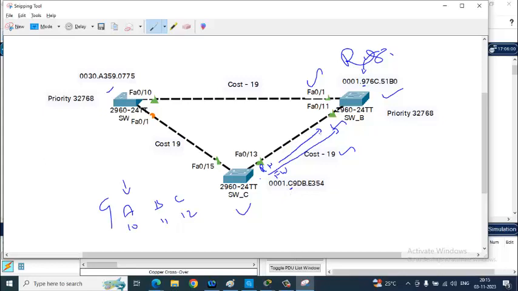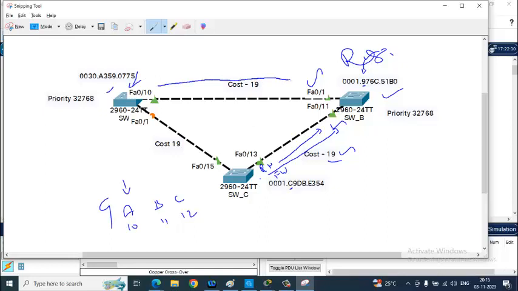From the perspective of switch C, somewhere a block should be there, otherwise a loop will happen. That somewhere cannot be here, cannot be here, cannot be here. Here it cannot be because it's the root switch. Here it cannot be because this is the cheapest cost port to reach the root switch. Here it cannot be, again the cheapest cost port to reach the root switch. So blocking may happen either here or here.